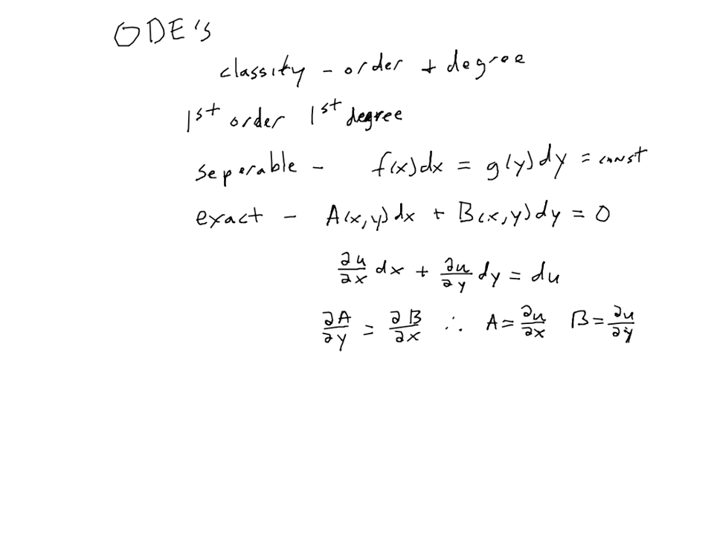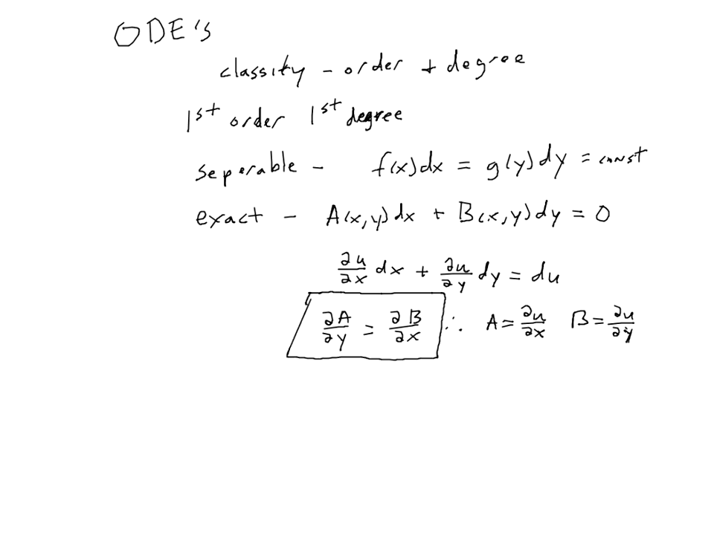So for separable, it's just a matter of algebra and seeing whether the algebraic equation is true. For exact, you're actually going to have to apply a certain test to your equation. And that test is going to be this thing right here.